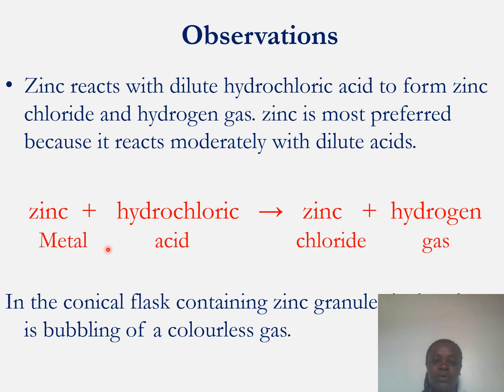Zinc metal, or the zinc granules, will react with hydrochloric acid, and the products formed will be zinc chloride and hydrogen gas. So this is the salt, this is the gas. We are saying zinc is the most preferred because it reacts moderately with dilute acids.